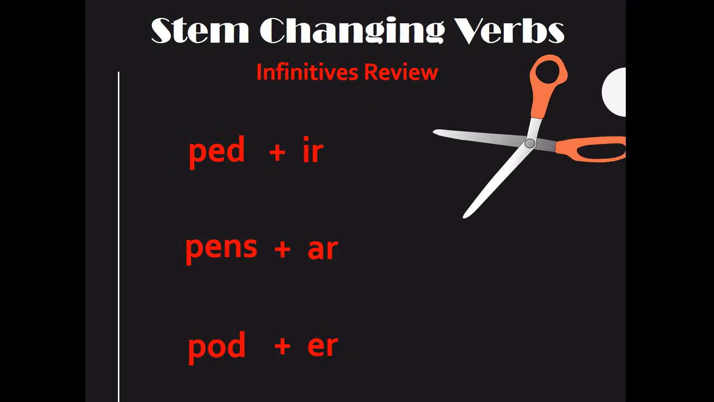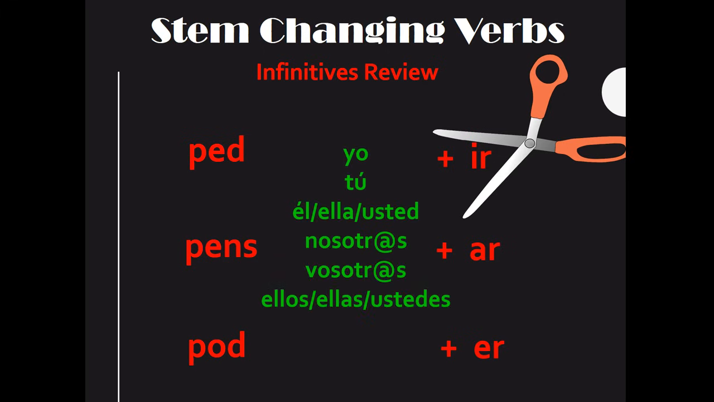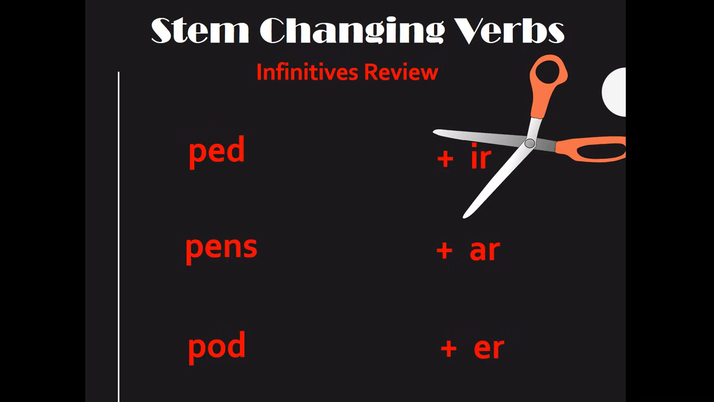Okay, now remember what we do. Our first step is to drop our infinitive ending. Then we decide what our subject is going to be, because our subject tells us what ending we need on our verb.